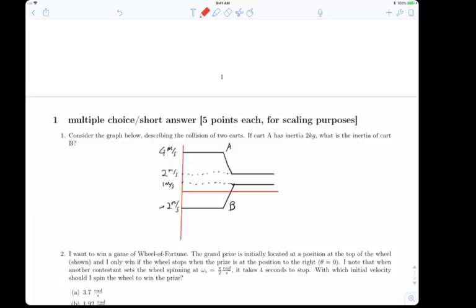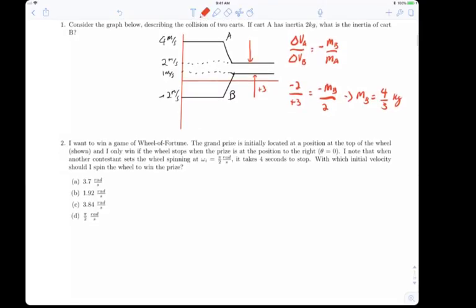I don't know. Let's see. We know that delta VA over delta VB is going to be equal to minus MB over MA. Delta VA, that's minus 2. Delta VB is plus 3. Minus MB, and Kari has 2 kilograms. So MB is equal to 4 over 3 kilograms.